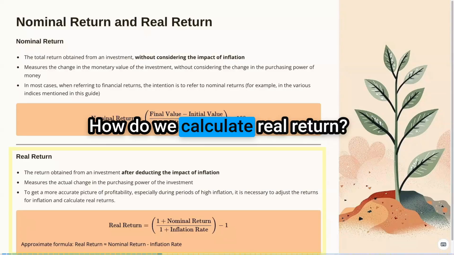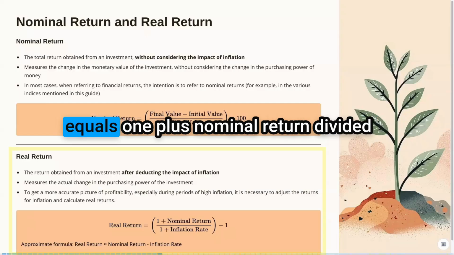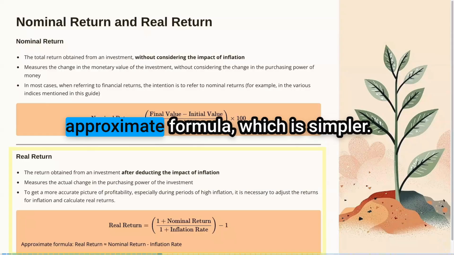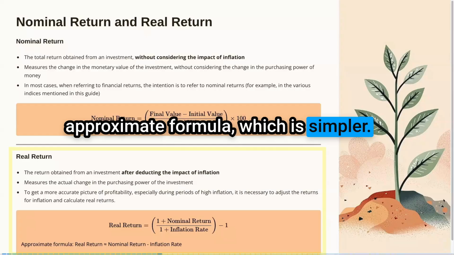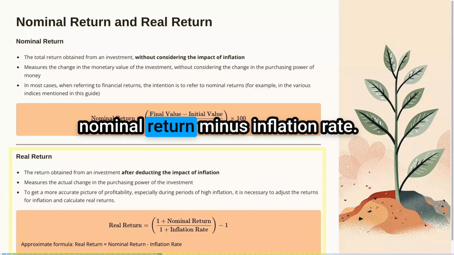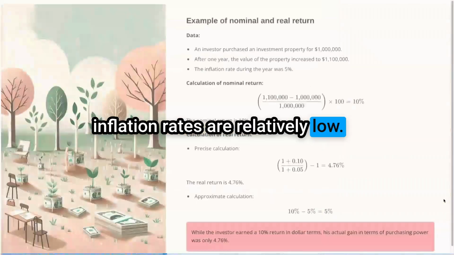How do we calculate real return? The more precise formula is real return equals 1 plus nominal return divided by 1 plus inflation rate, minus 1. There's also a commonly used approximate formula, which is simpler. Real return is approximately equal to nominal return minus inflation rate. This approximation works well when inflation rates are relatively low.